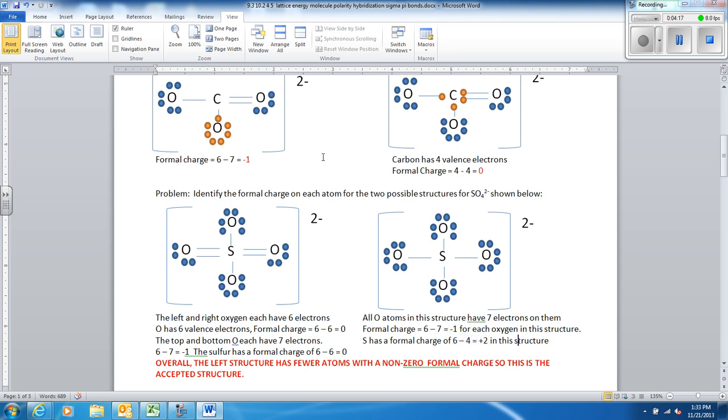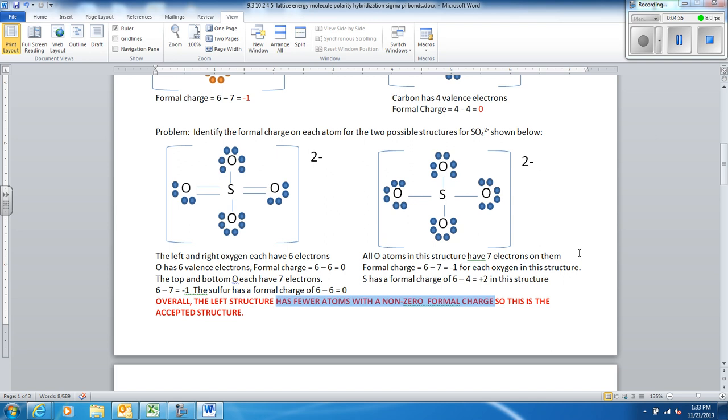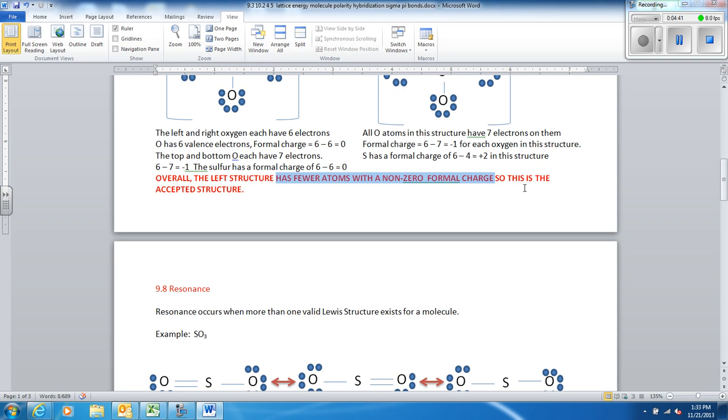So between these two structures, the one on the left, this one, right? I can't highlight it the way this thing works. This SO4 2 minus would be the more correct version because it has fewer atoms with a non-zero formal charge. Okay, and notice they had brackets around them because they are polyatomic ions. Anytime you have an ion, you put the brackets around and put the charge outside the brackets.